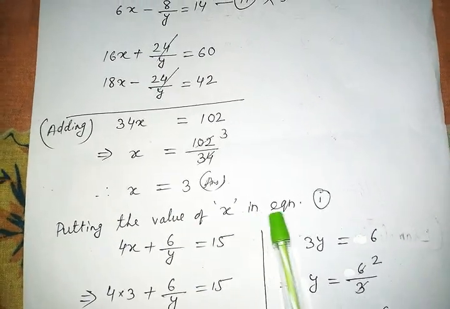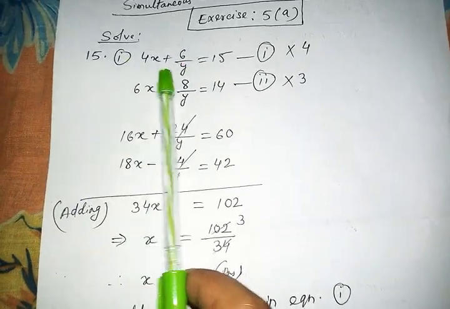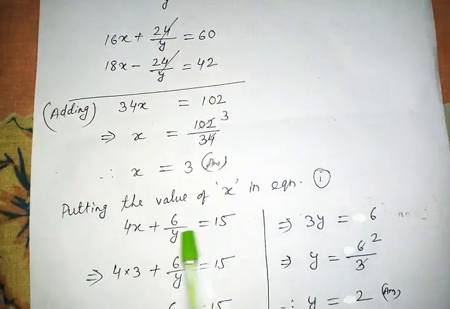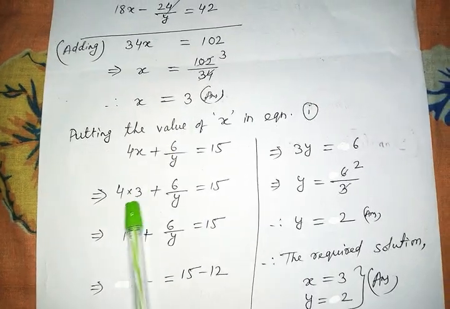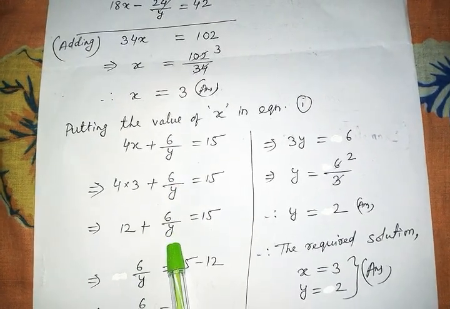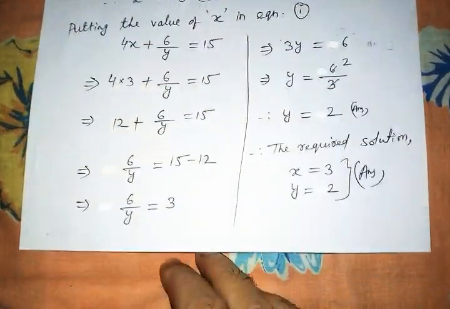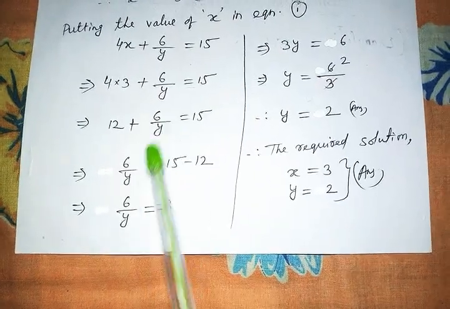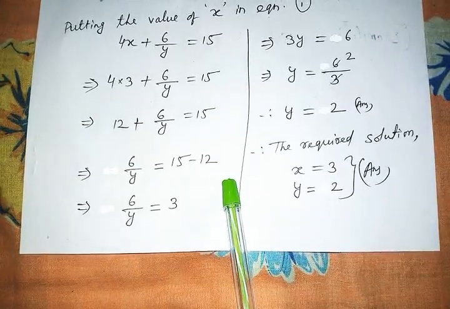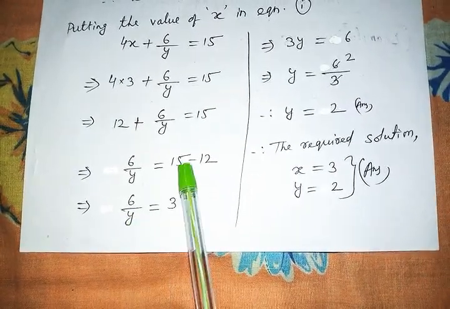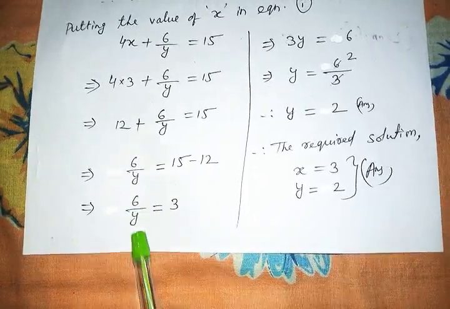Now putting the value of x in equation 1. Equation 1 is here. We write the same equation 1 and put the value of x as 3. 4 3s are 12, and 6 by y is the same, 15 is the same. Now we make 6 by y alone because we have to find the value of y. 12 goes to that side, it is minus. Now 15 minus 12 is 3. 6 by y equals 3.